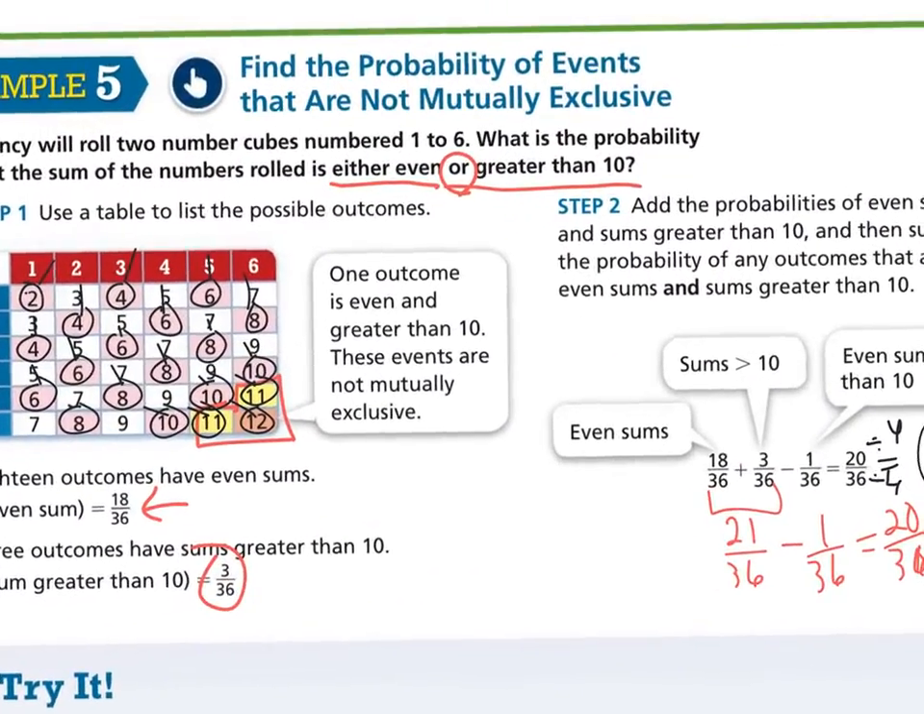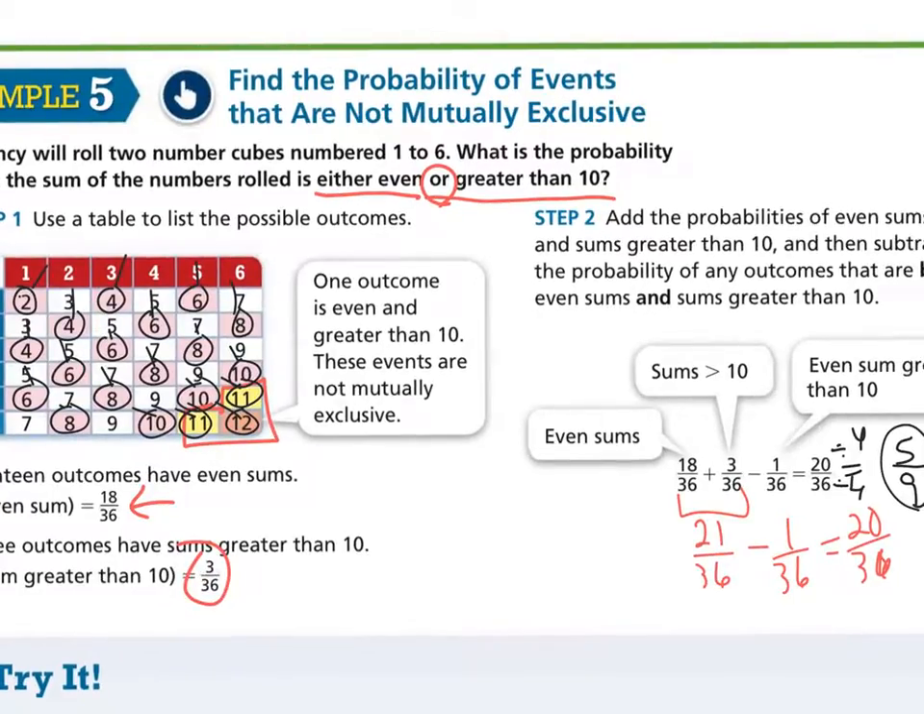And what's happening there, what the book's talking about, is that these events are not mutually exclusive. In other words, there's an overlap there. I didn't talk about that earlier. If they're mutually exclusive, that means there's no overlap. But in this case, we do have an overlap because we have a 12 that's both an even number and a number that's a sum greater than 10.